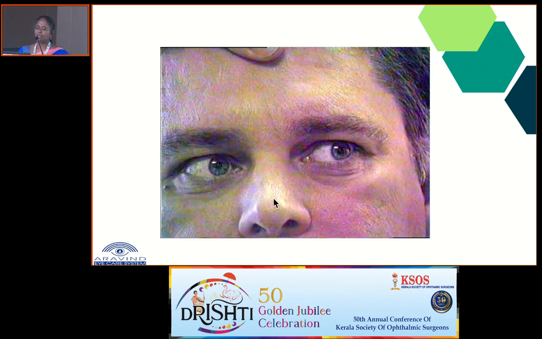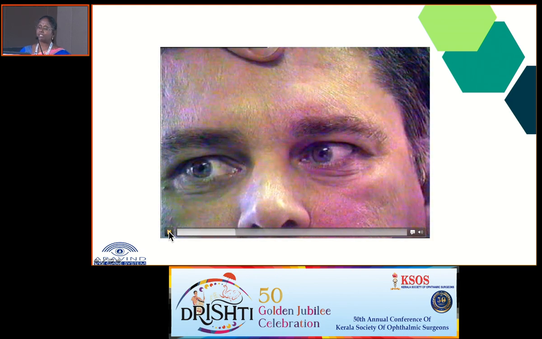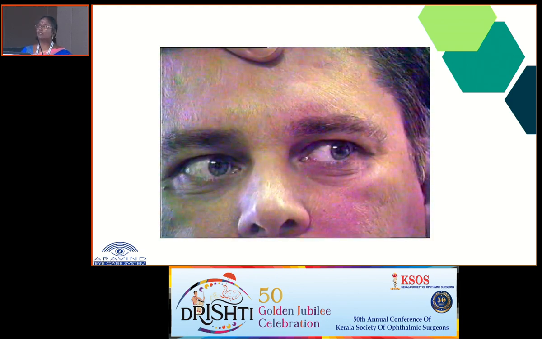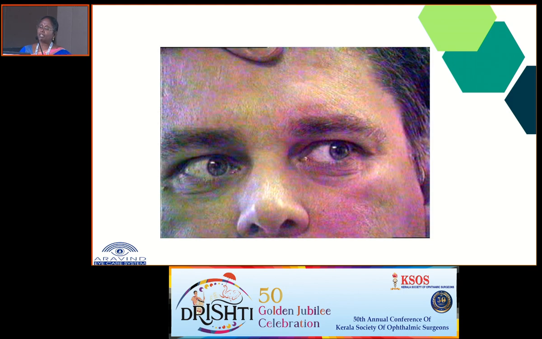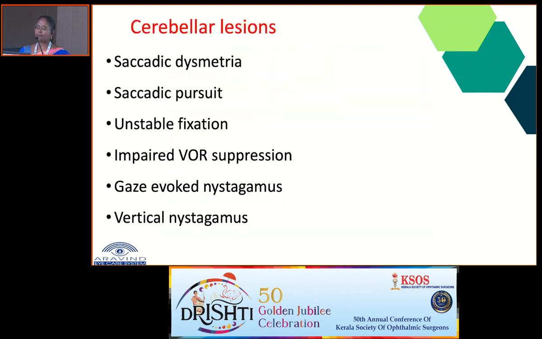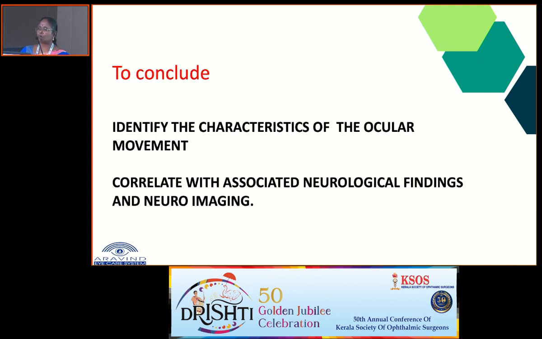The last is when you have an affection of the cerebellum, the saccades are hypermetric, or you can call it a dysmetria, where it is overshooting the target. So it could be a saccadic dysmetria, pursuit, or it could be unstable fixation. You tend to have vestibulo-ocular suppression in these cases with gaze-evoked nystagmus. To conclude, you have to identify the characteristics of the ocular movement, correlate with associated neurological findings and neuroimaging.